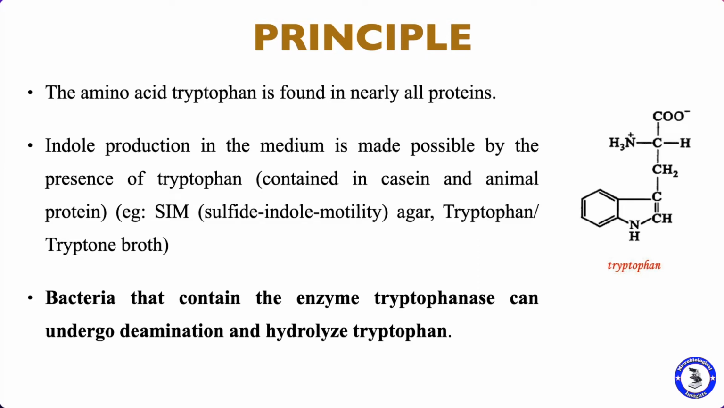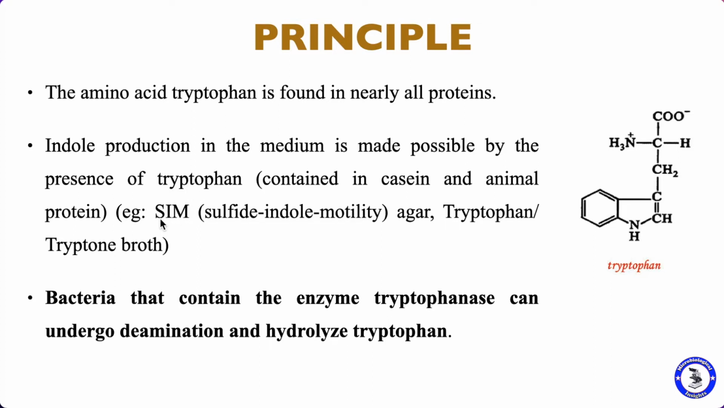The amino acid tryptophan is mainly found in all the proteins, and in the medium this indole production test is made possible by the presence of the tryptophan amino acid. This tryptophan amino acid is present in casein and animal protein. So the media SIM agar, tryptophan broth and tryptone broth contain the amino acid tryptophan.